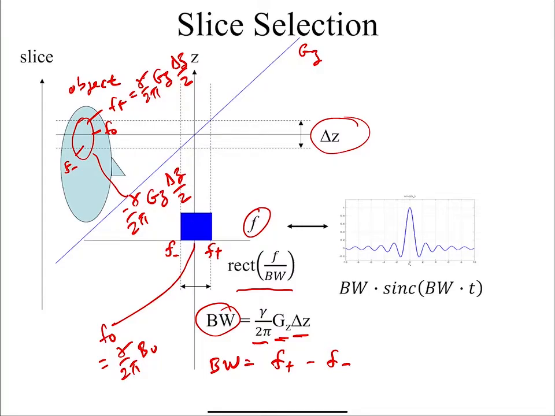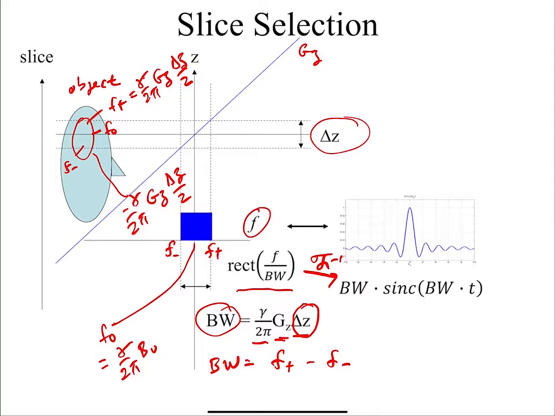All right? So typically I'm going to be given a delta z, and then I want to design my gradient gz to get the bandwidth. And what's the bandwidth going to be equal to? Well, if I have a rect function in the Fourier domain, I know I'm going to have a sinc function in the time domain. So I'm going to want to excite my magnetization with something that has a sinc envelope to it. All right? So we can take the Fourier transform of this, or the inverse transform of that, and we get, from the scaling theorem, bandwidth times sinc of BW times T.